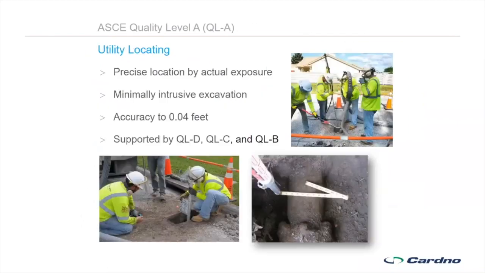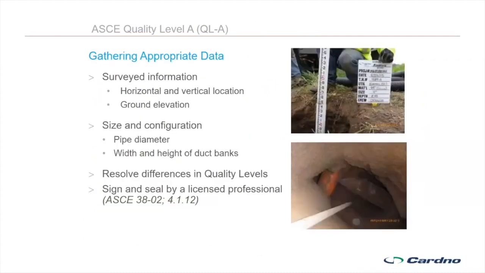We then move to quality level A, which is, again, the actual physical exposure of the facility using some non-destructive technology to be able to know not only what's in the ground, but exactly where it is in the ground. You can see some of the information that is gathered, not only horizontal and vertical elevation, but also ground elevation, so we can then start to look back in time at what information we've got from a quality level D standpoint, where the records show what the depths were supposed to be versus what they may actually be during construction.